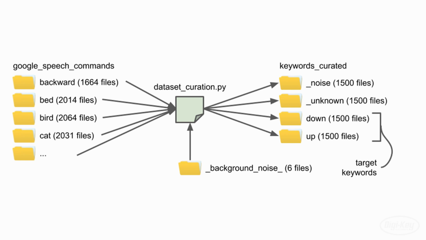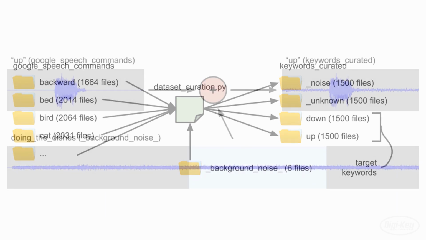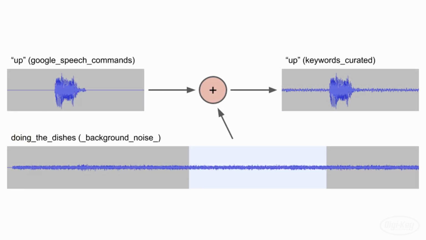The target keywords we want it to listen for are in separate directories. A random selection of other words make up the unknown category, and random bits of background noise is the noise category. Additionally, the script is automatically adding in background noise to each sample to help make the model more robust against noise. Before we run the script, we need to collect some samples.